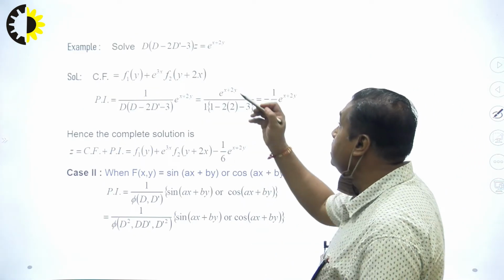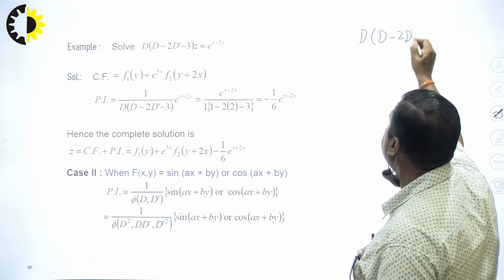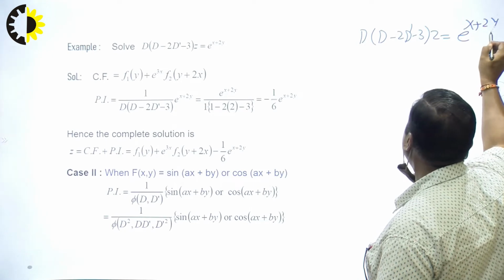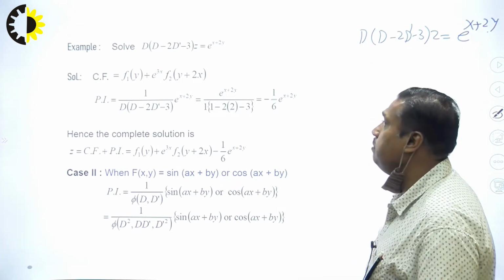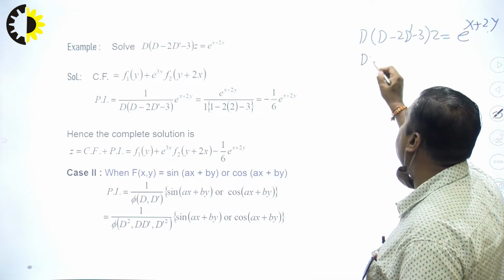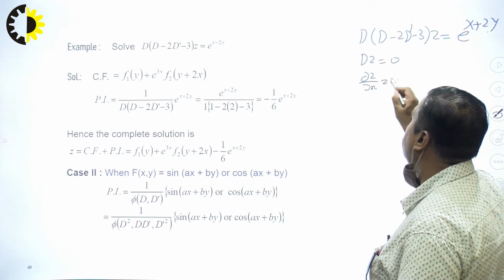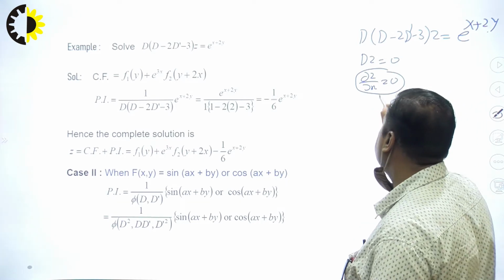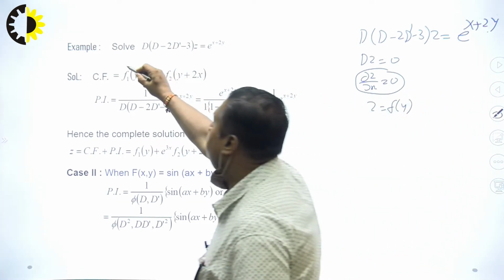Now let us take the example of (D minus 2D dash minus 3) into z is equal to e to the power x plus 2y. Here we have to calculate two things, CF as well as PI. So CF, on comparing, Dz is equal to 0. That means del z over del x is equal to 0. That means z is independent of x. That means z is a function of y. So z is a function of y is the first term.